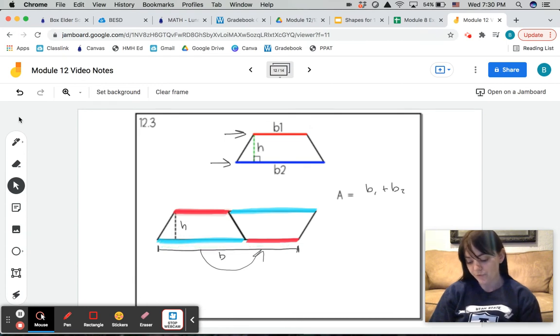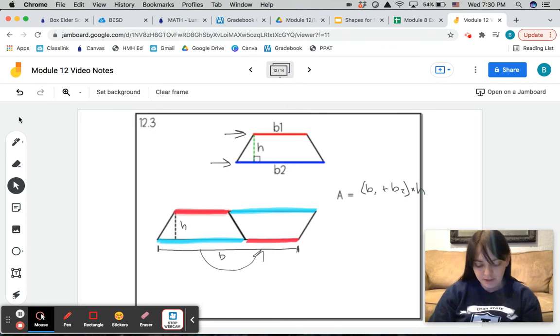And then we've got to multiply that by what? Remember, a parallelogram is the base times the height. So we're going to take that entire thing and multiply it by the height.